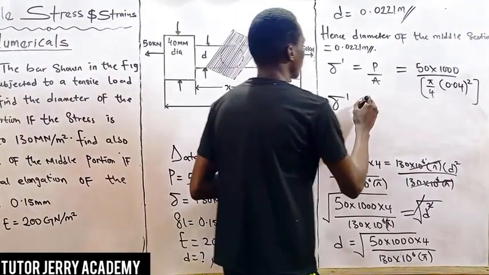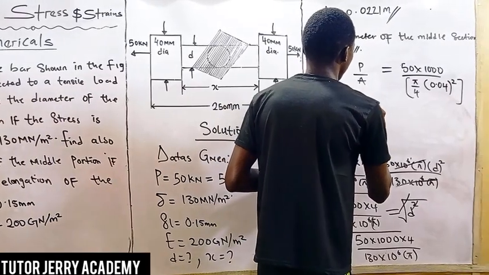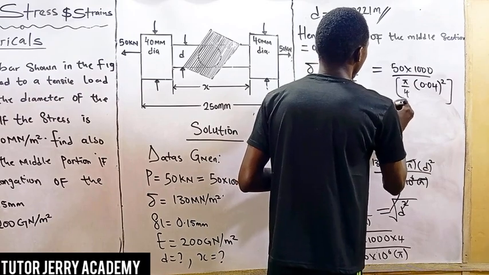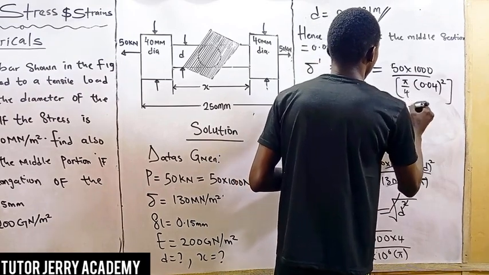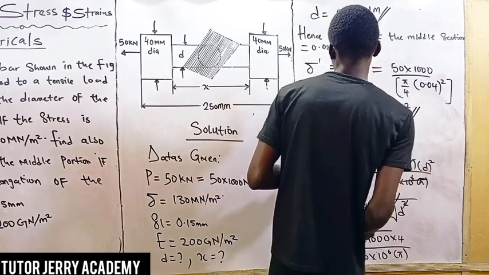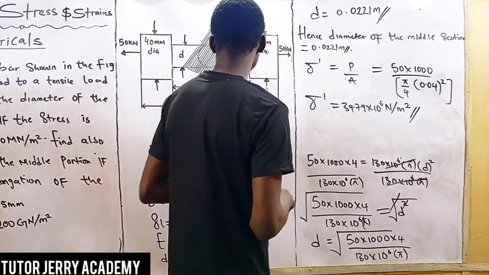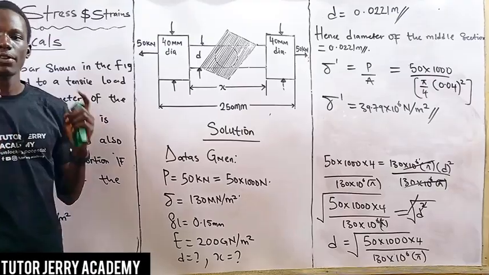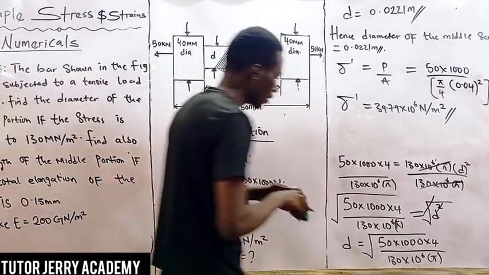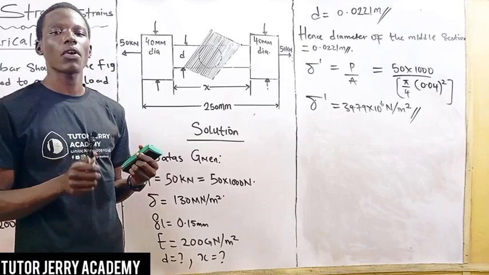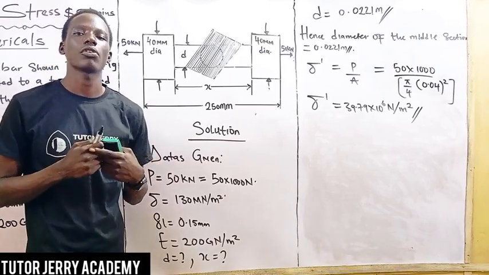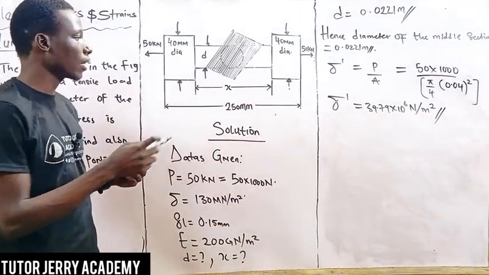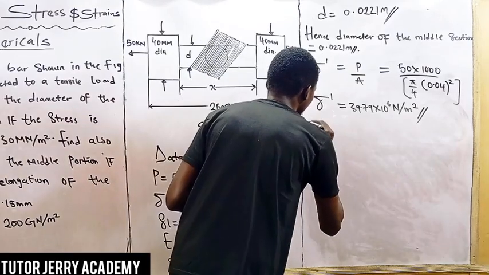We have 39.9 times 10 to the power of 6 newtons per square meter. So this is our stress at the end portion. Now we are going to be looking at two formulas here. In this first formula, we are going to be looking at the elongation of the end portion.